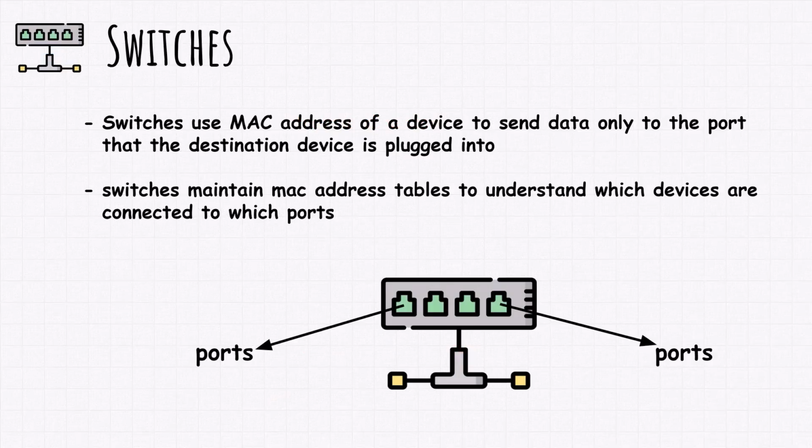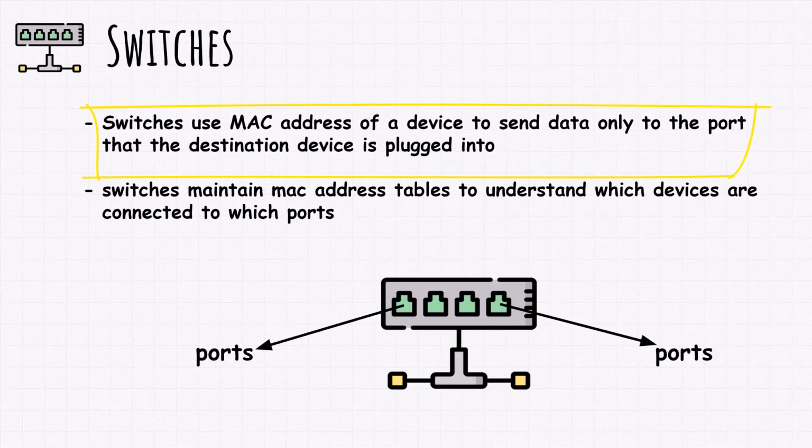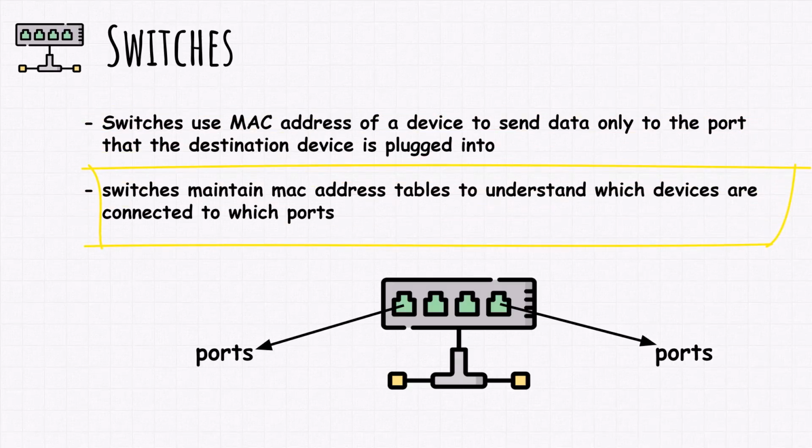But what about switches? We mentioned that in some cases, routers can perform both functionality of a router and a switch. But what is the functionality of a switch? Well, switches use the MAC address of a device to send data only to the port the destination device is plugged into. Switches work at layer 2 of the OSI model, which deals with MAC addresses. Switches maintain MAC address tables to understand which devices are connected to which ports. This enables them to make forwarding decisions efficiently.